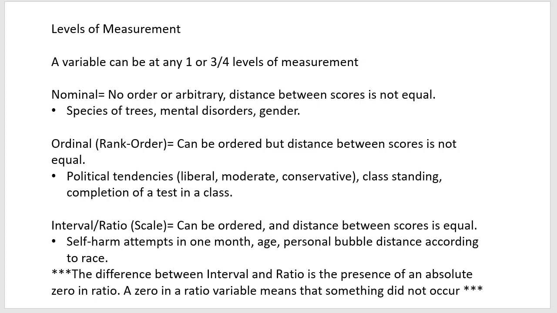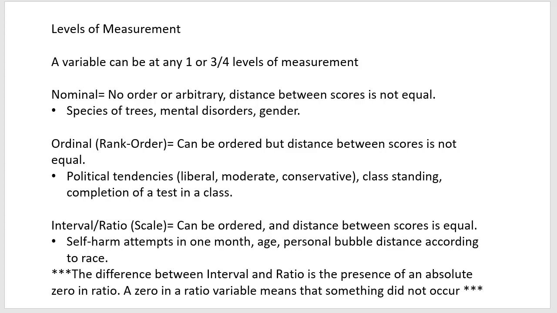Also, the completion of a test in a class in terms of what order you came in. So the person who completed the test first could complete it in 5 minutes, and the person who completed it in second place could have done it in 6 minutes. The person who completed it in third could have done it in 10 minutes or 12 minutes or half an hour. So we can order them, but the distance between them is not always equal.